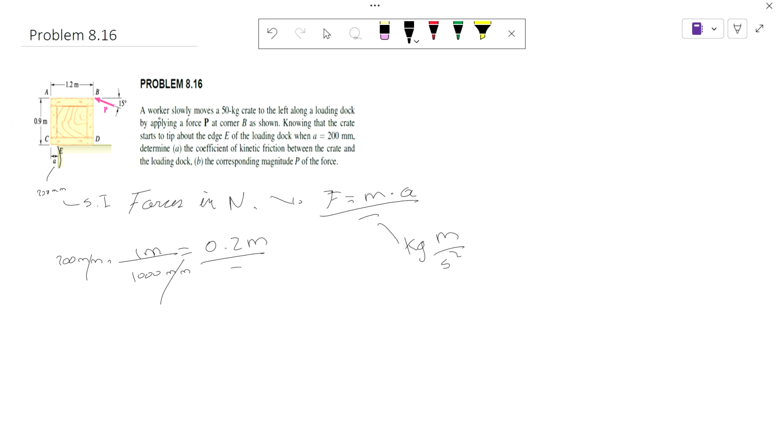Okay, so the weight of the crate, the box, is 50 kilograms. So it's already kilograms, that's good. And they're applying a force P. The complication here is that P has an angle. It's not straight, it has an angle with respect to the horizontal axis. So we can already see that this is going to be X and this is going to be Y.